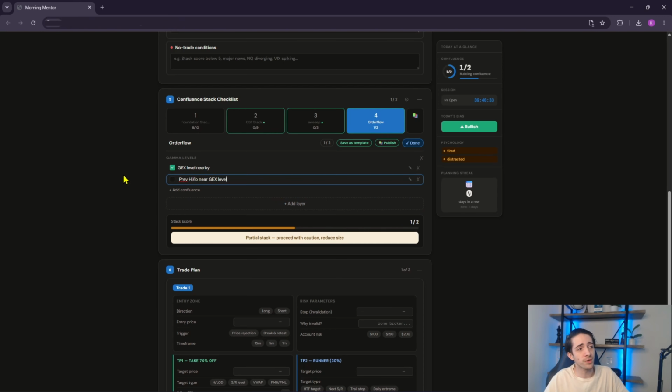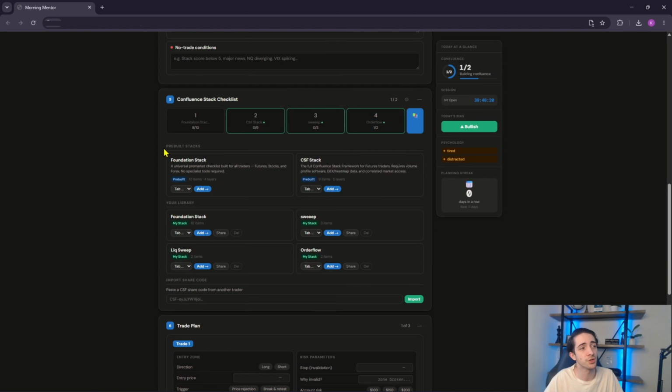And again, what you're doing, guys, you're going to set this. You're going to hit done. You're actually going to hit save as template, and then you're going to hit publish. What that's going to do is it's going to save this going forward for you, and it's also going to save it to your library. Now, in your library, this is where you could find other biases and other confluence stacks that you've created, and you could click over here.